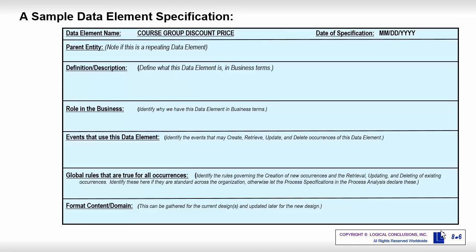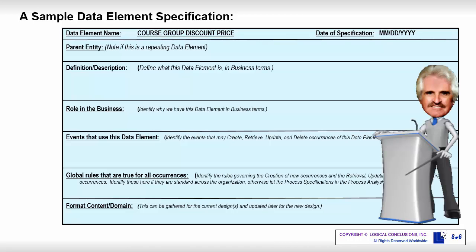Here's a sample data element specification for a data element in my business. It's named Course Group Discount Price. Before I get into this definition, I have to admit this took me over an hour to define, and I'm the head of my company and the one with the most experience in the business. Luckily, not all definitions are as complex as this one.